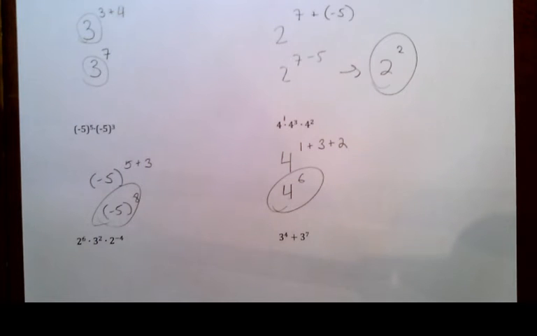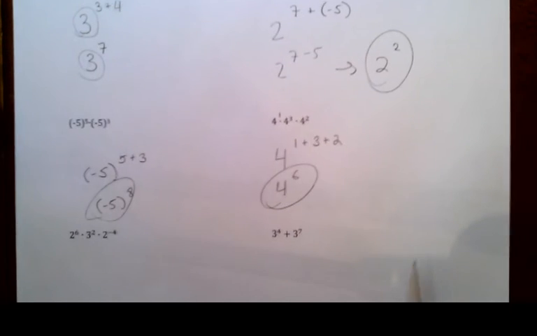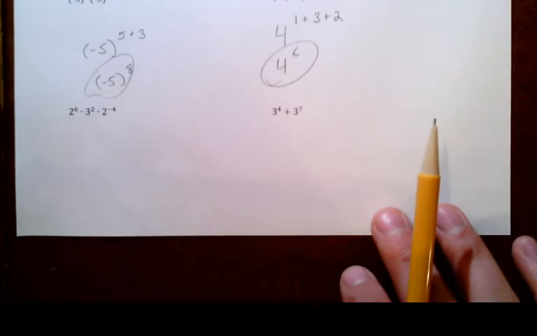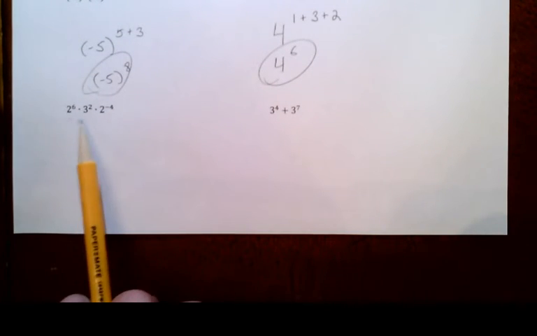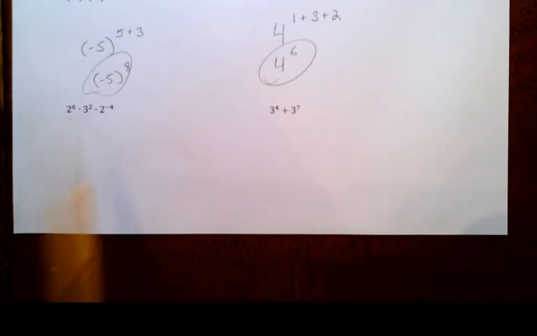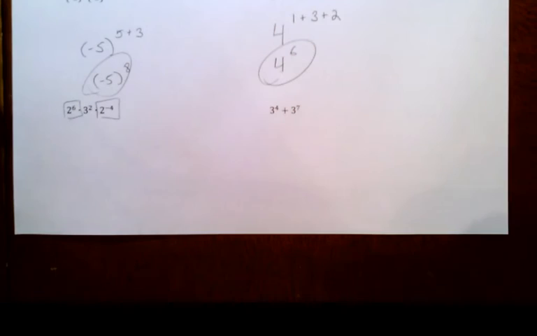So let's talk about scenarios where you can't go any further, or where you can use the product rule only partially. Again, you'll notice I have a base of 2, a base of 3, and a base of 2. Meaning the ones that I can apply the product rule to are these ones right here. The 3 is not similar. It does not have a similar base, so I can't do anything there.